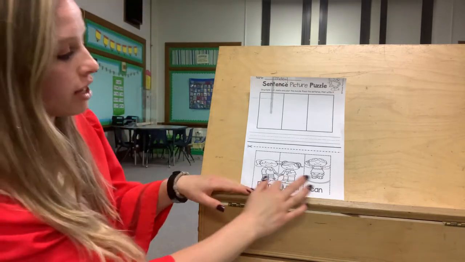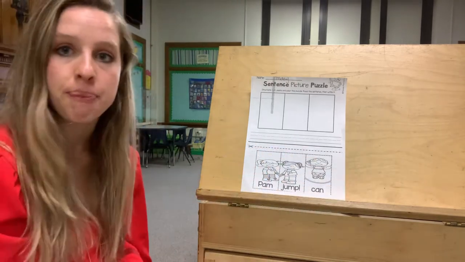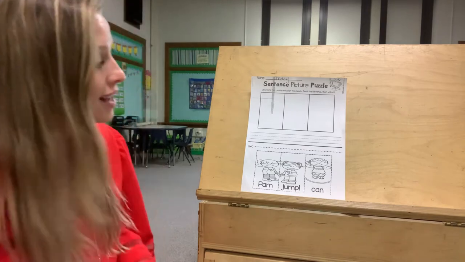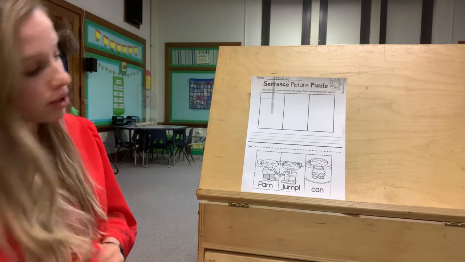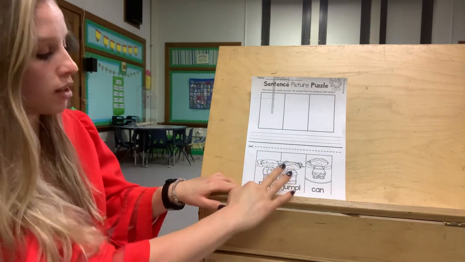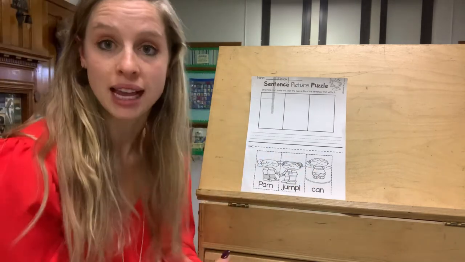So if you look down here, you see a scrambled up picture. We are going to make a sentence and then the picture will reveal itself. So this is Pam right here. We're gonna make a sentence about Pam.